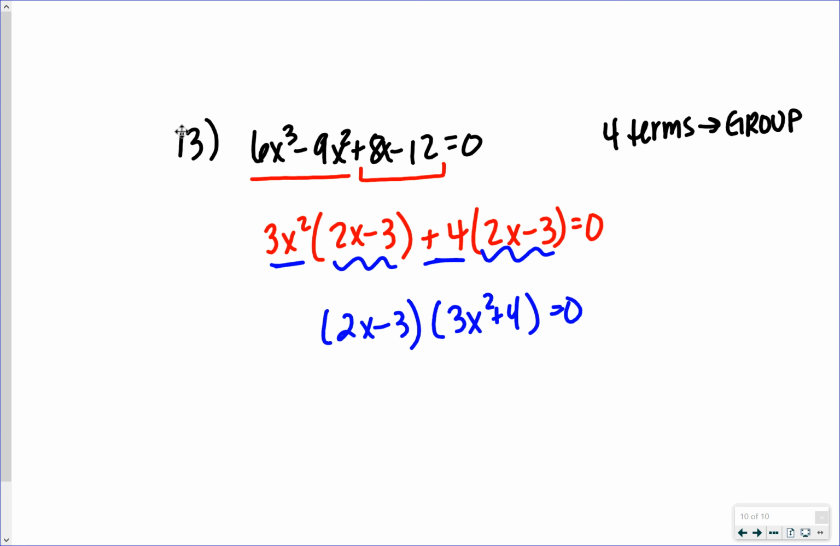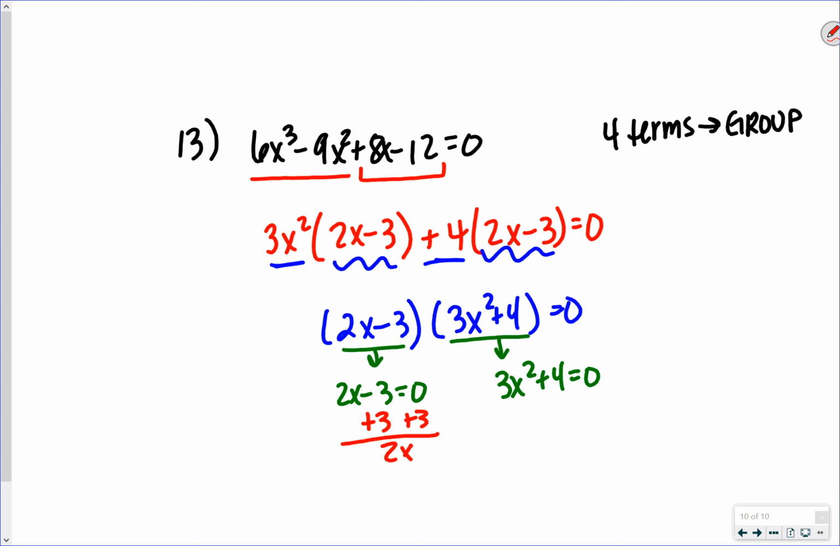Now you take each factor individually and solve for x. So I have 2x minus 3 equals 0, and 3x squared plus 4 equals 0. Here I'm going to add 3 to both sides. 2x equals 3. Divide by 2. X is 3 halves. Over here, I'm going to subtract 4 from both sides.